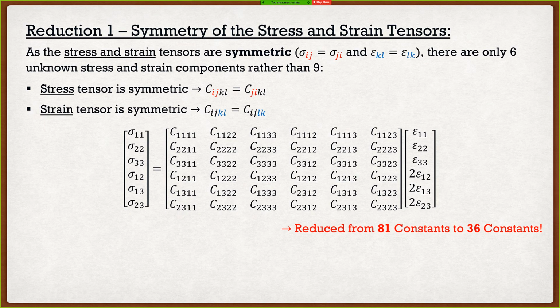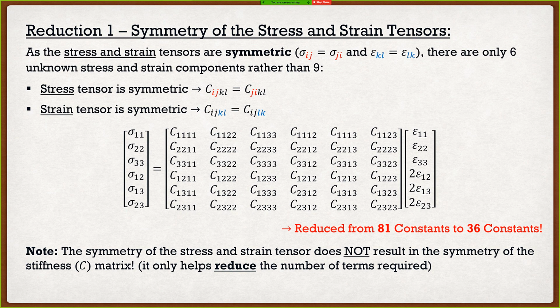Now, one thing I want to note, and this is something that gets the undergrads every single time. I love it, but it's kind of an evil trick. The symmetry of the stress and the strain tensor does not result in the symmetry of the stiffness matrix. As you are going to see, the stiffness matrix here is going to be symmetric. And if you ask the undergrads why, they always say, well, if the strain tensor and the stress tensor are symmetric, that's why. But if we look at the stiffness matrix right now, it's not symmetric. We just reduced it from 81 to 36 coefficients.